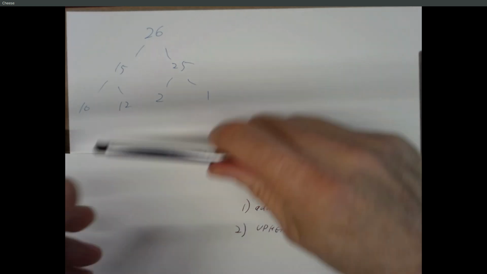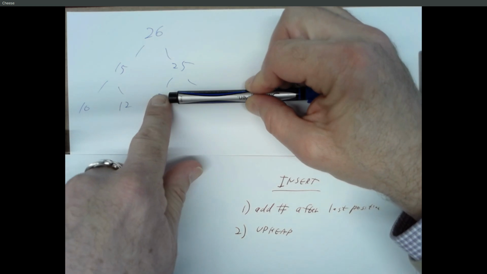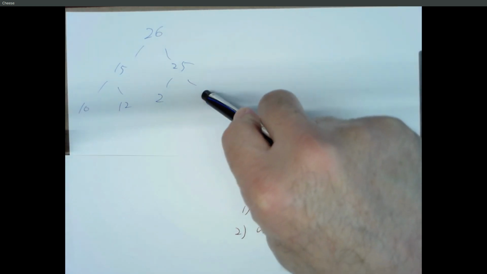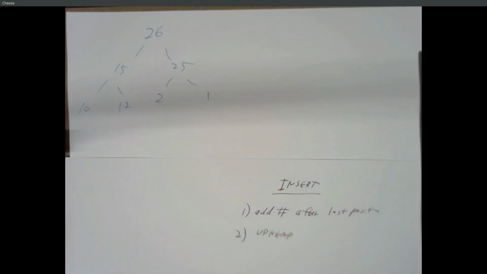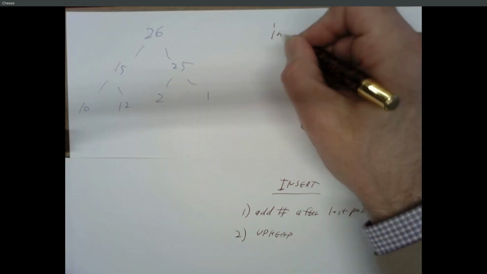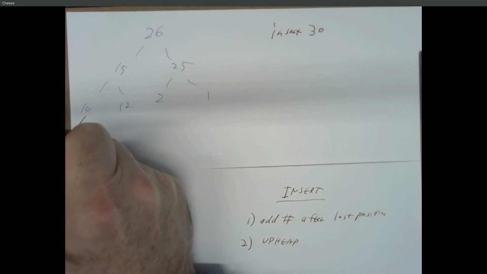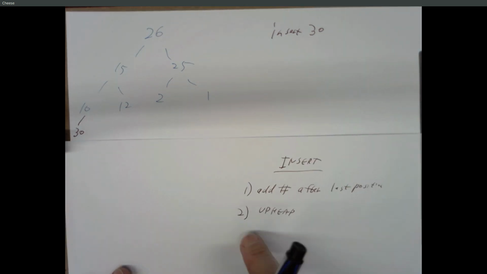Okay, so add number after the last position. If there was no 2 or 1 here and we wanted to insert, we would put the number right here. If there was a number there but nothing right here, we would put the number right here. If we're adding a number and this bottom row is completely filled up, we start a new row and we put it in the leftmost position. So what should we insert? Let's insert a 30. So we're going to add it down here in the leftmost position of the bottom row. And then we're going to upheap.